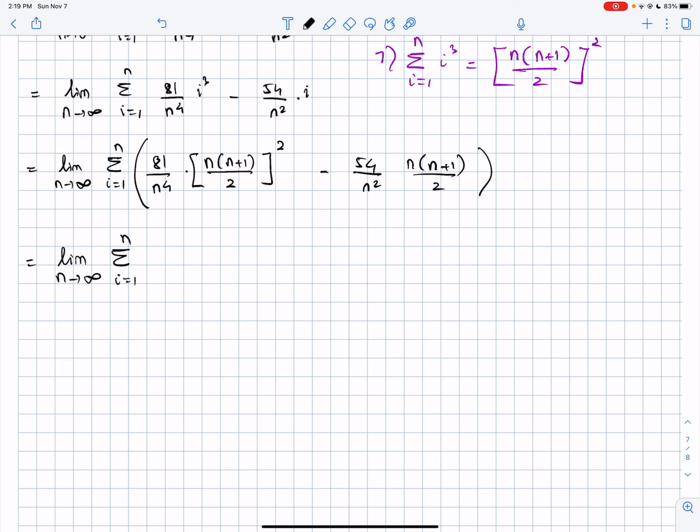Okay, so we can simplify a little bit. So you can pull out the number 2 here. It will become 4. So 81 over 4, and then n to the 4th. And for the n plus 1 left, we copy this down. And you can distribute if you want. And that is n squared plus n. Minus, we can cancel out the 54 and 2. That gives us 27, and then you can cancel out this n, so we get n plus 1.